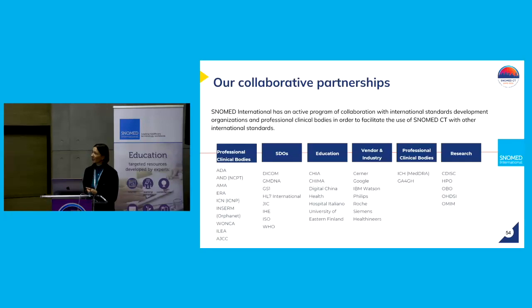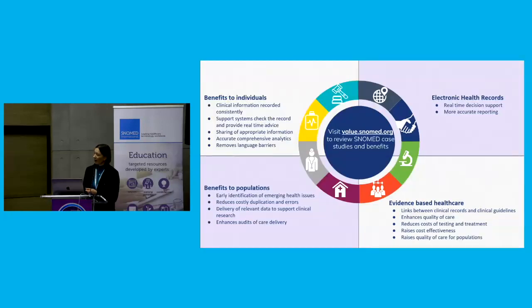So these are just a list of our collaborative partners that we've been working with, from different standards development organisations and professional clinical bodies that are key for us from a SNOMED CT point of view. And then this is a summary of benefits to individuals: clinical information is recorded consistently. It can help electronic health records in terms of real-time decision support, and help drive evidence-based practice. And then the benefits to populations, so early identification of emerging health issues, which I think Ian also touched on earlier with examples of the COVID-19 pandemic.